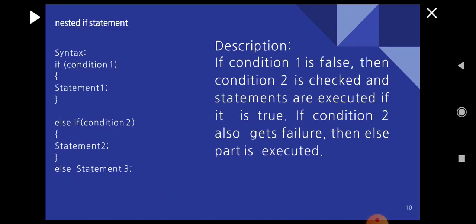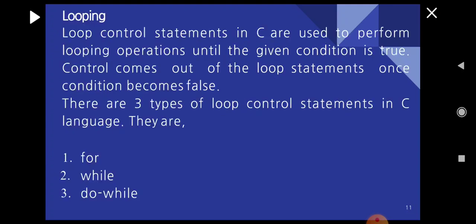Nested if else statement. If is followed by condition 1. That is, if the condition is true, statement 1 will be executed. Otherwise, we are going to check with another condition, that is condition 2. If this particular condition is true, then statement 2 will be executed. If both condition 1 and 2 are false, then statement 3 will be executed.